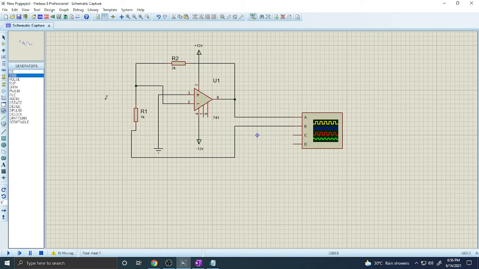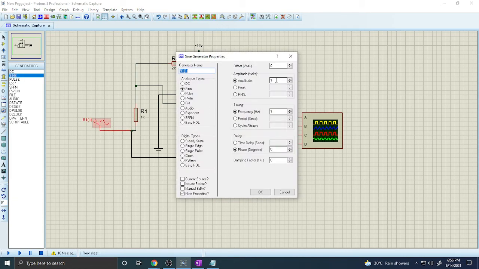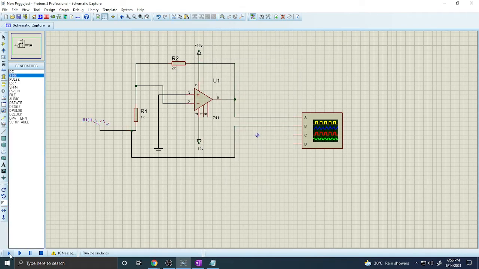Now this is a sinusoidal waveform. This sinusoidal waveform is connected to the inverting input. The amplitude here is 1 volt and the frequency is 1 hertz, but we increase the frequency to 1000 hertz, that is 1 kilohertz. The sine wave amplitude is 1 volt. Now click OK and run the simulation.